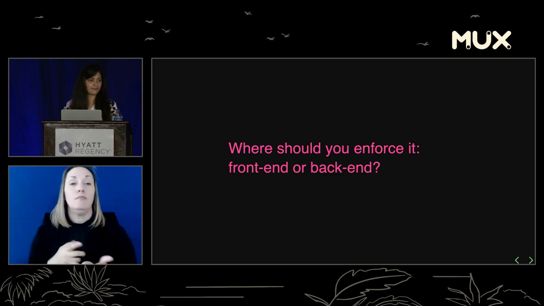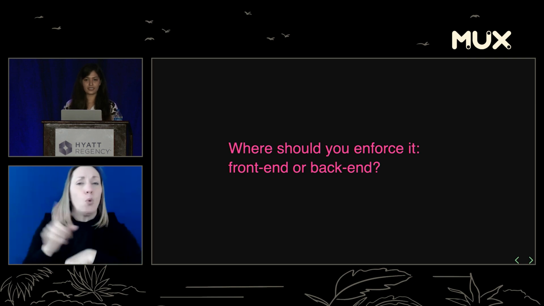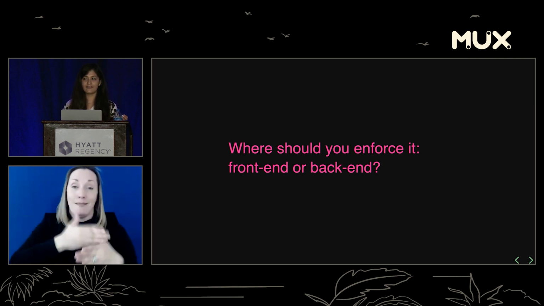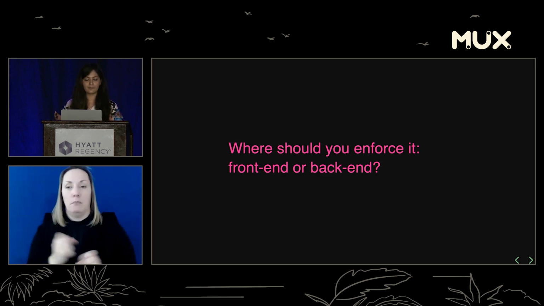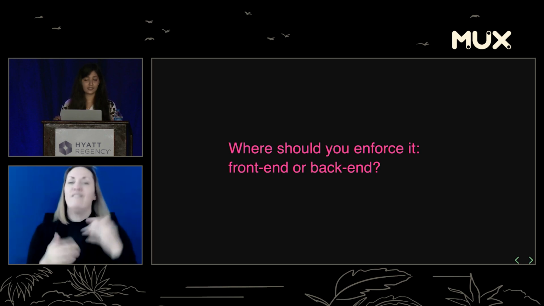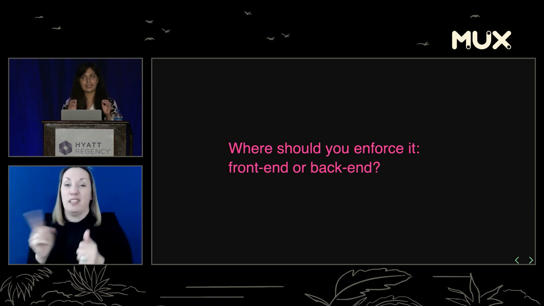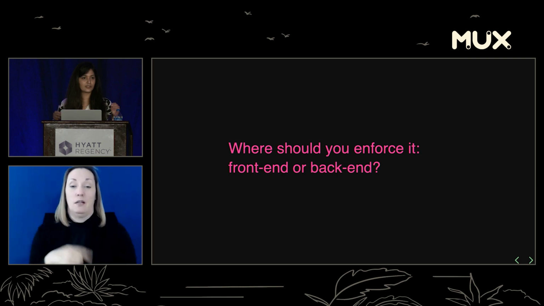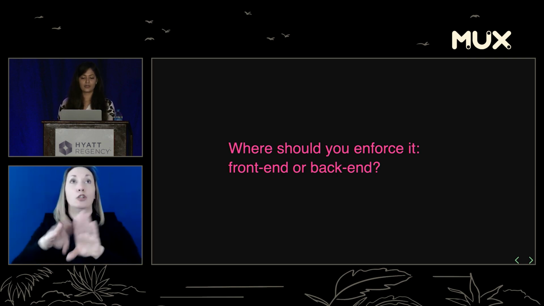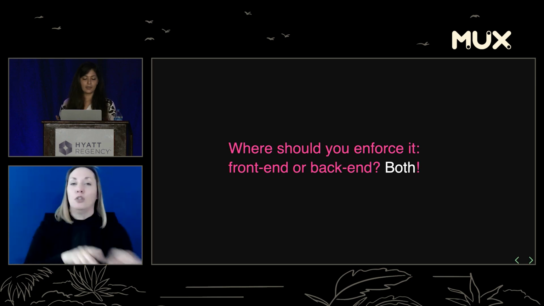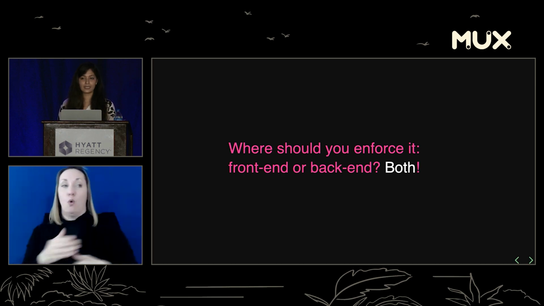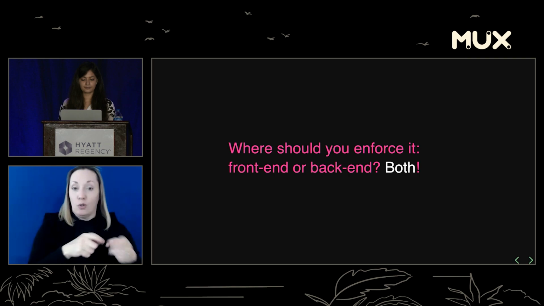Where should you enforce it? You would enforce it in the front end so that users have immediate feedback. They instantly know what they can or cannot do, and this makes for a very intuitive UI. But it's only the first line of defense. It's like hanging a do not enter sign on your door and not actually locking it. So it's very important that you also enforce it on the back end, because front end access control can be easily bypassed with the right tools.